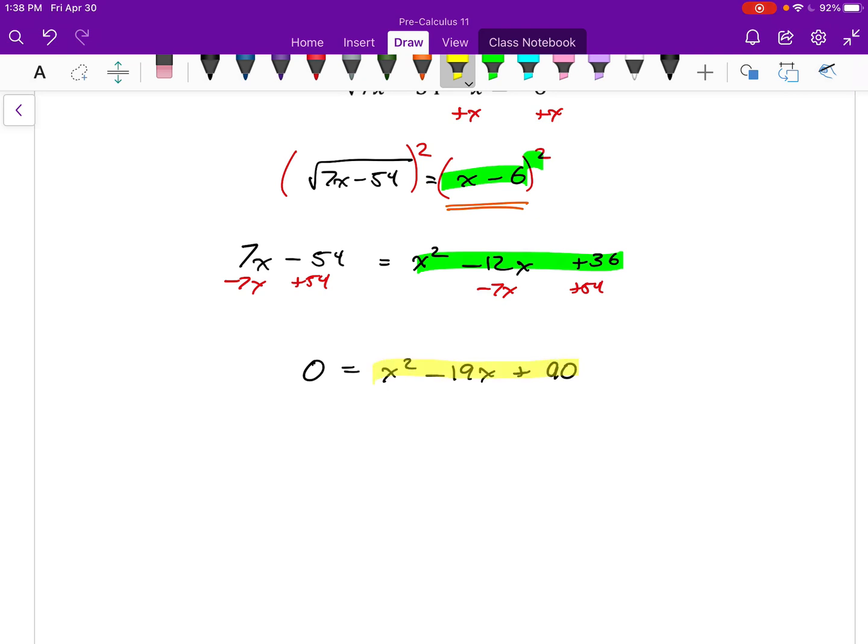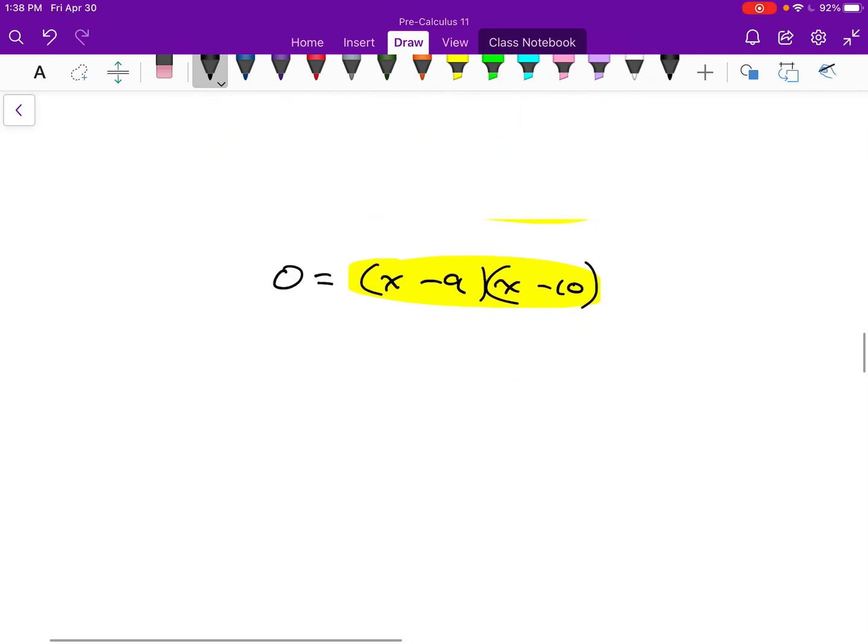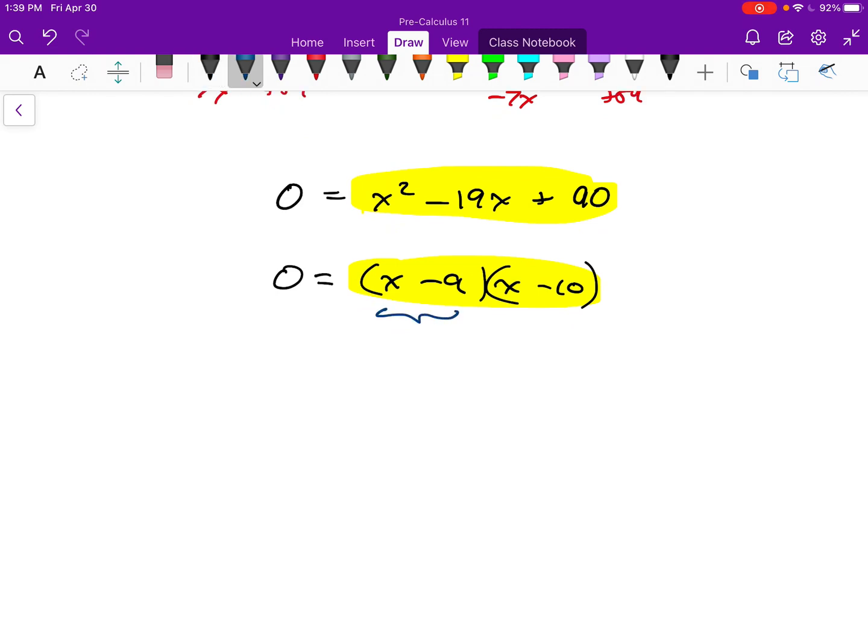All right, and again, if I can factor this, I can inspect my factors, and I can see my solutions, but then I just want to check. Two numbers that multiply to 90 but add to negative 19 are negative 9 and negative 10. And so by inspecting my factors, I can see pretty quickly that this factor must lead to a solution of x equals 9, and this factor must lead to a solution of x equals 10. So right now it looks like I have two solutions, again, 9 and 10.